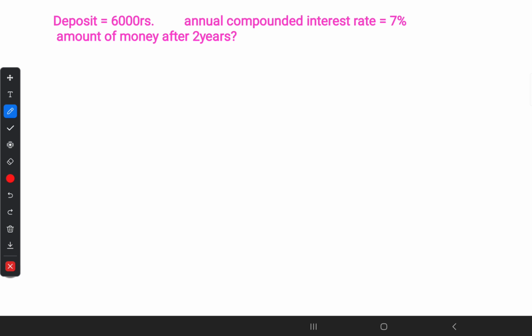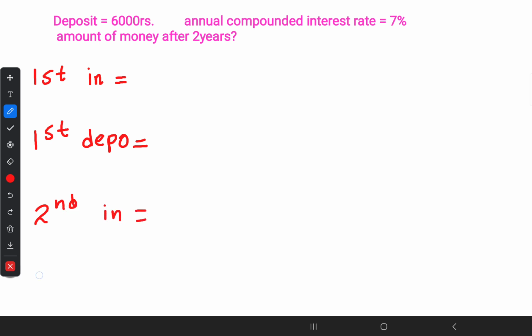So first of all, what do you have to find? First, we have to find the first year interest. Thereafter, the amount of money after first year, the deposit after first year. Thereafter, we have to find the interest for second year. Then we have to find the deposit after second year, the amount of money in the bank after second year. These are the four things we have to find. First of all, we will use this method to find the answer.